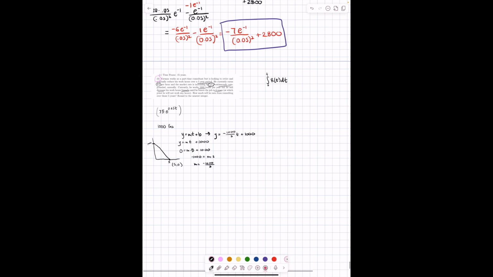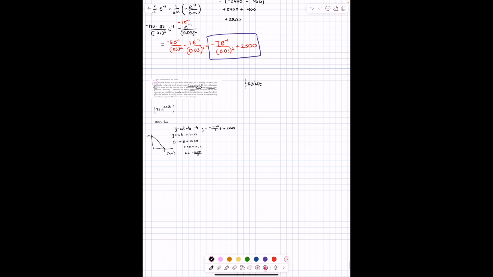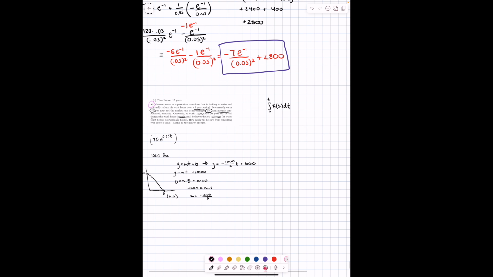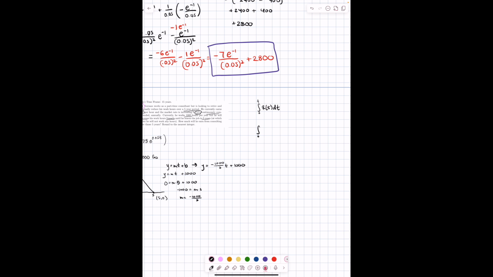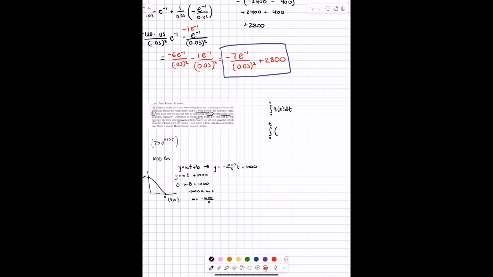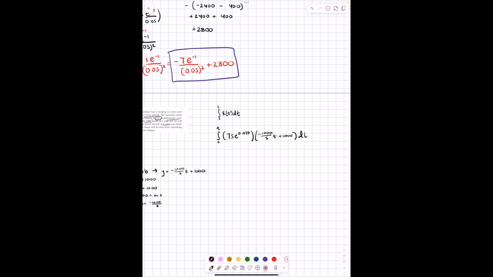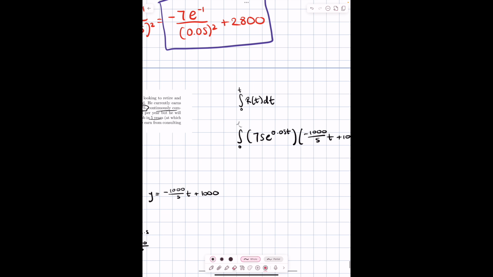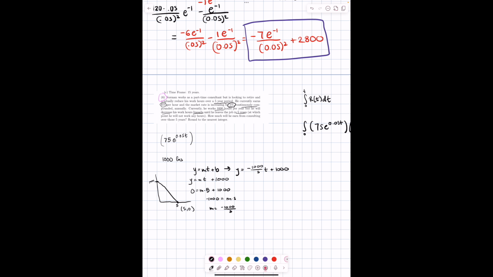So this is our second function. And to put it all together, we need to set up an integral. The income stream is the product of 75 e to the 0.05t times negative 1,000 over 5 t plus 1,000, dt. And in this case, it's a 5-year period, so we would integrate from 0 to 5.